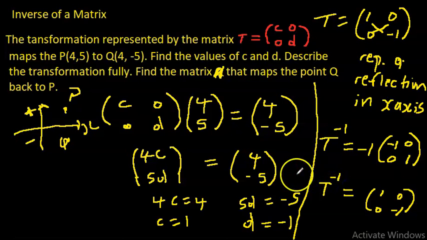Which makes perfect sense, because if you reflect a point in the x-axis, it comes over here, and if you reflect the image point in the x-axis again, it jumps back to the original location. So it makes perfect sense. Okay? Next we look at solving simultaneous equations using the matrix method.